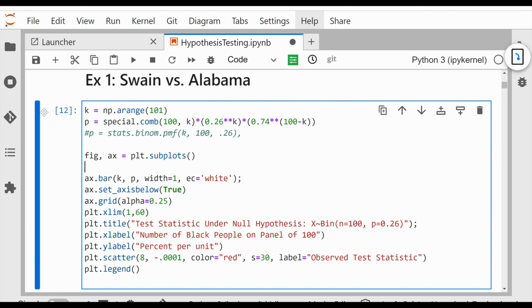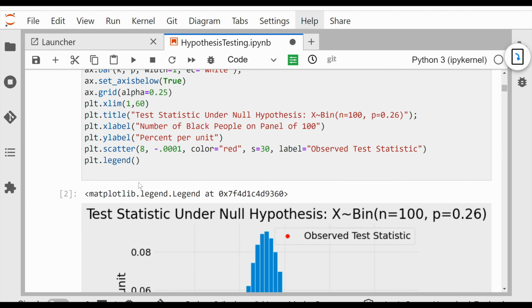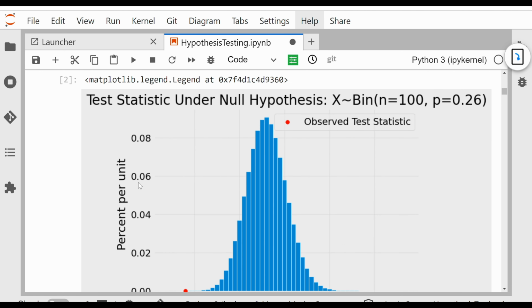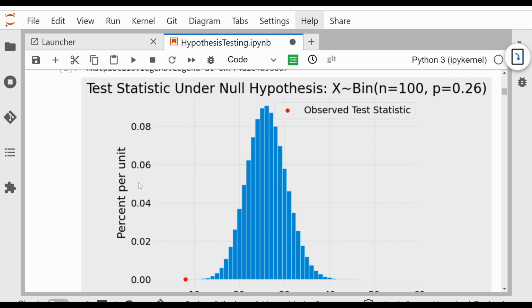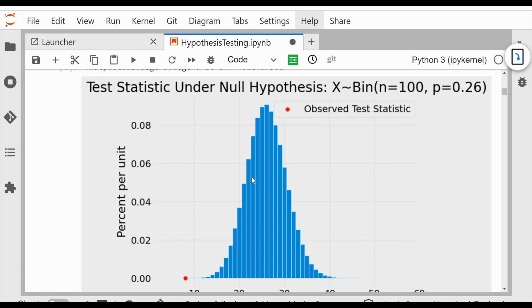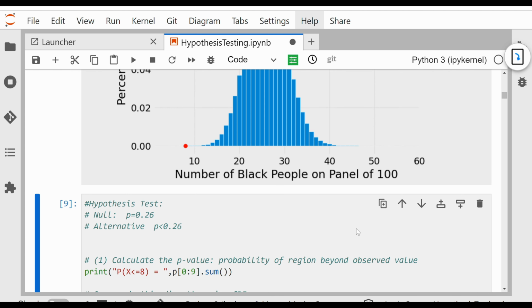So here I am actually just writing the PMF directly for the binomial out the long way. You could also use the built-in stats.binom, but I'm going to plot it here along with the observed test statistic on our distribution. And then we'll point out, let's actually see where that calculation for the p-value came, the probability of observing 8 or less jurors who are Black.